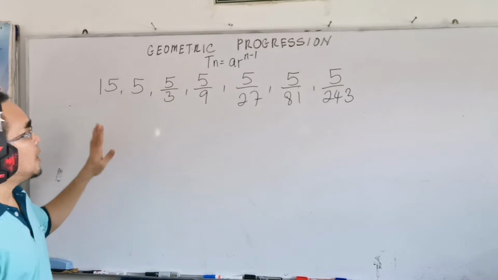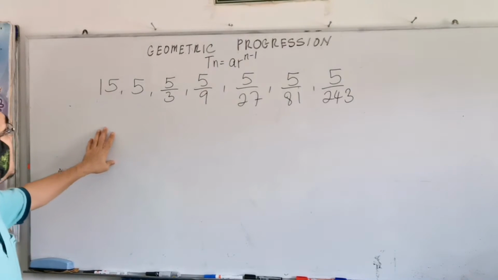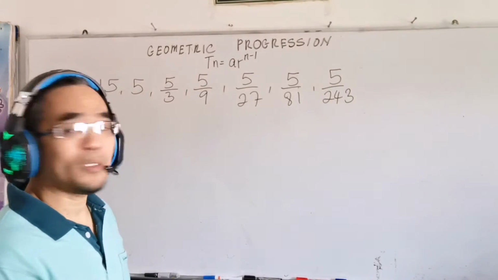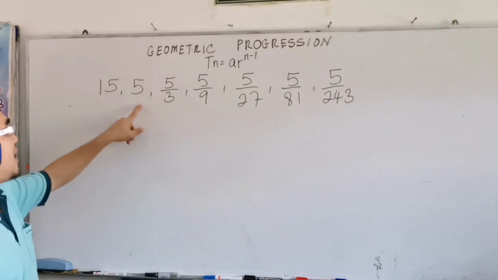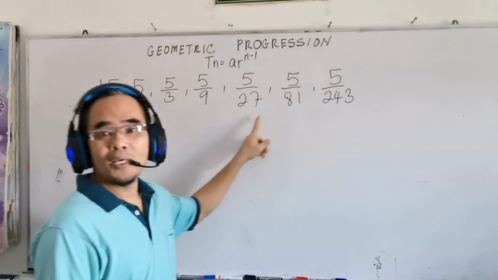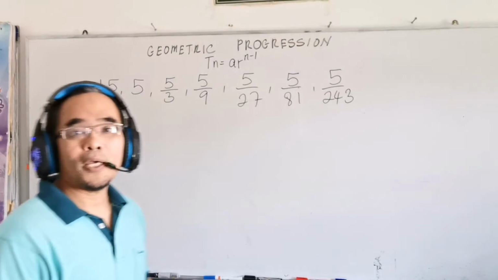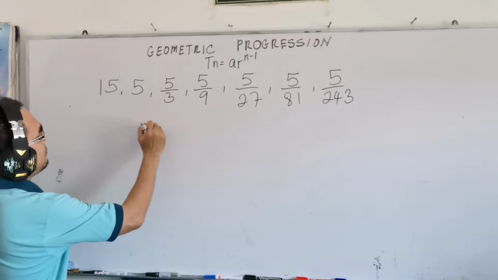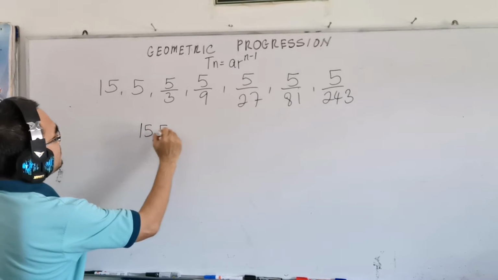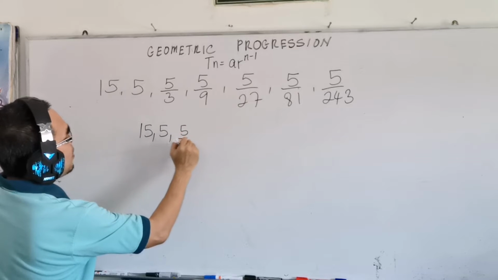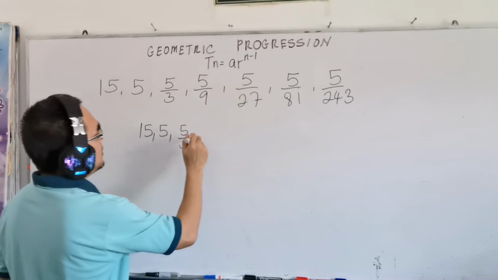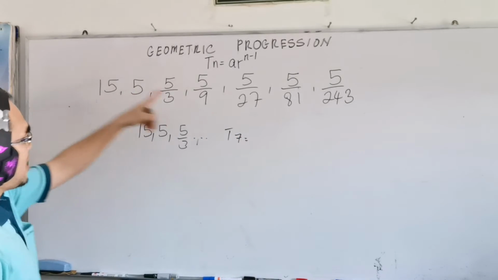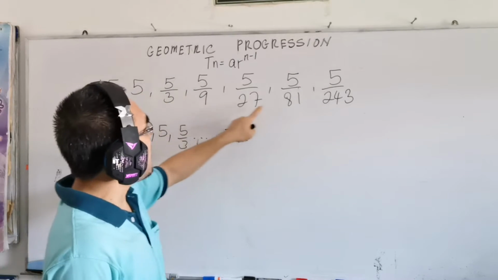This is what an arrangement of a geometric progression looks like: first, second, third, fourth, fifth, sixth and seventh term. The question would be something like they give you the first three terms and they want you to find T7. In this arrangement we know 1, 2, 3, 4, 5, 6, 7.